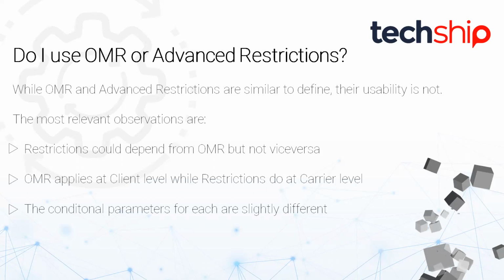And then another difference between these two is that the conditional parameters for each are slightly different. There are some parameters available through OMR that advanced restrictions don't have, because OMR is broader in terms of the things you can do, since it's not tied to a specific carrier. It's more generic, so to speak. So depending on the case, you might want to use OMR alone, restrictions alone, or a combination of both. We'll see a couple of cases later.